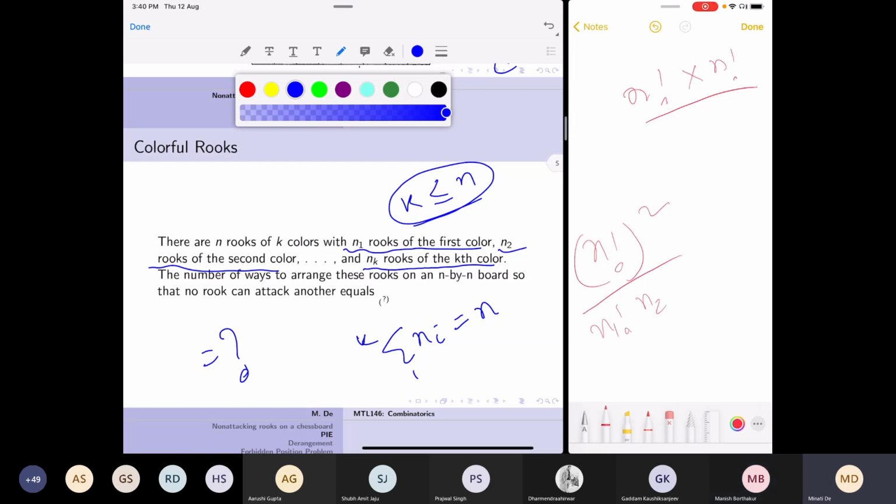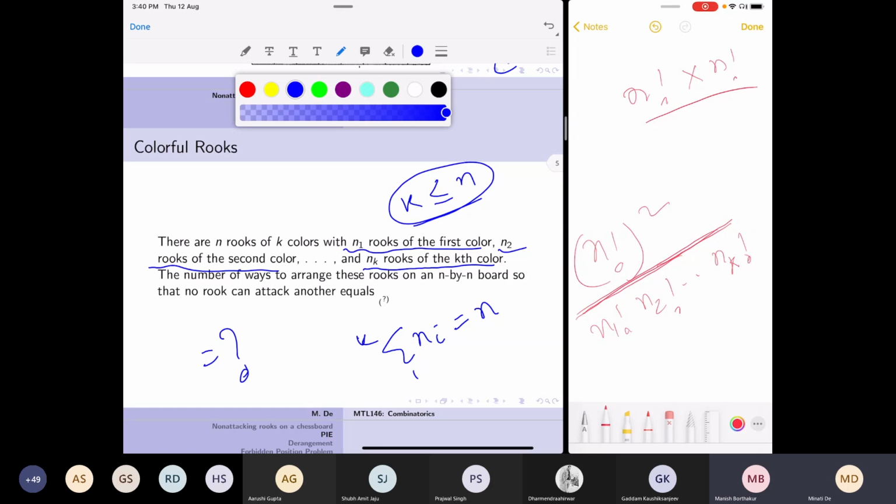Everybody understood why this would be the answer, and which type of argument we are giving. So who answered this question? I didn't get it. Manish, can you explain why you have divided it?